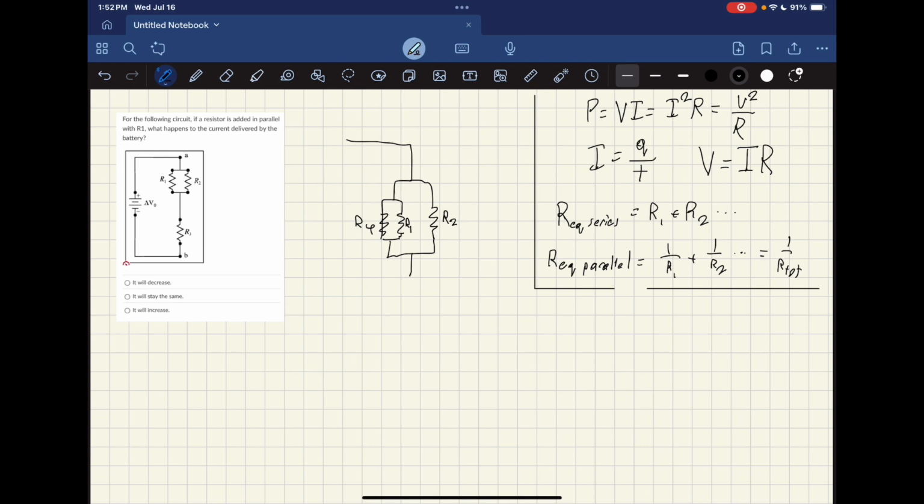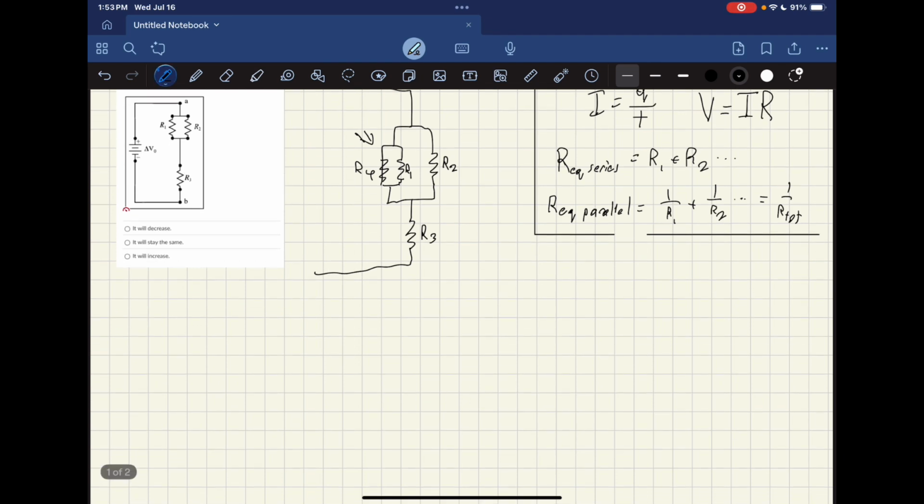And then all of these are going to run through and connect to R3. There we go. So we have a resistor added in parallel with R1. That's our resistor R4. What happens to the current delivered by the battery? So let's talk about what happens exactly right here when we add a resistor.